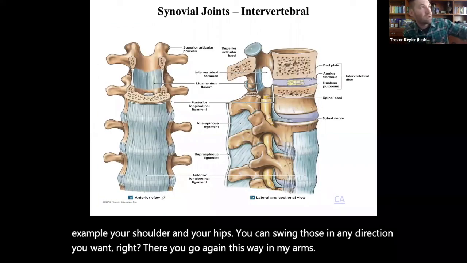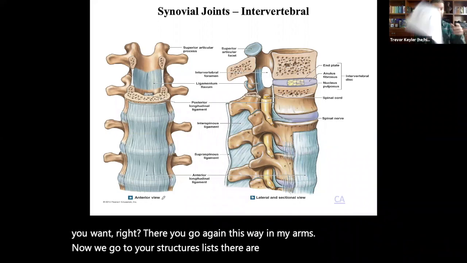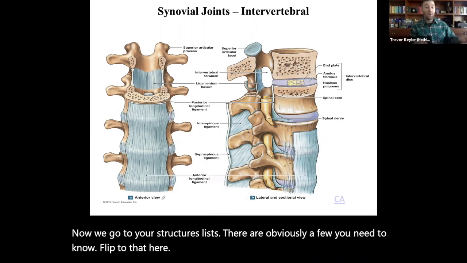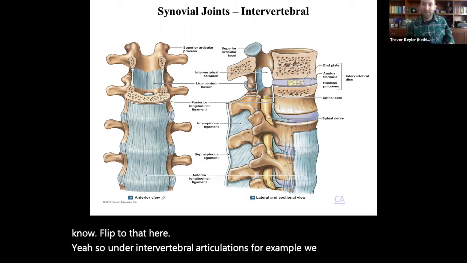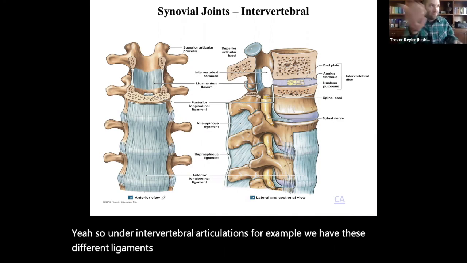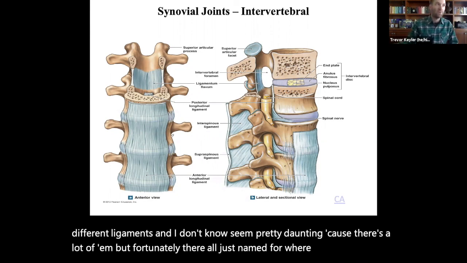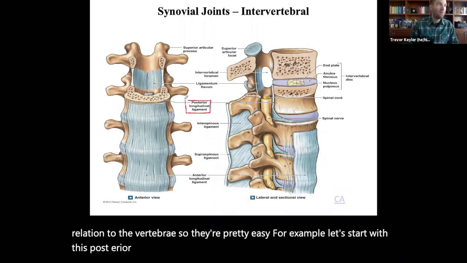Now, if we go to your structures lists, there are obviously a few you need to know. We'll flip to that here. Okay. So under intervertebral articulations, for example, we have these different ligaments. And they seem pretty daunting because there's a lot of them. But fortunately, they're all just named for where they're located in relation to the vertebrae. So they're pretty easy. For example, let's start with this posterior longitudinal ligament.